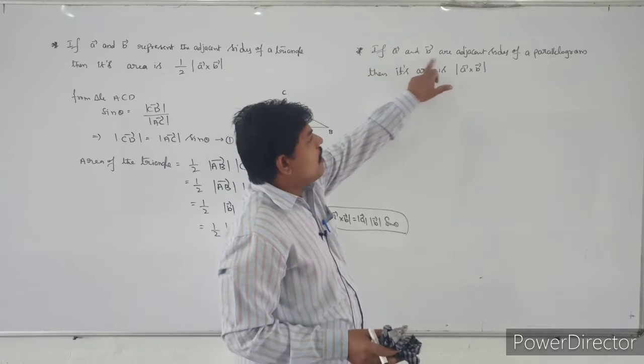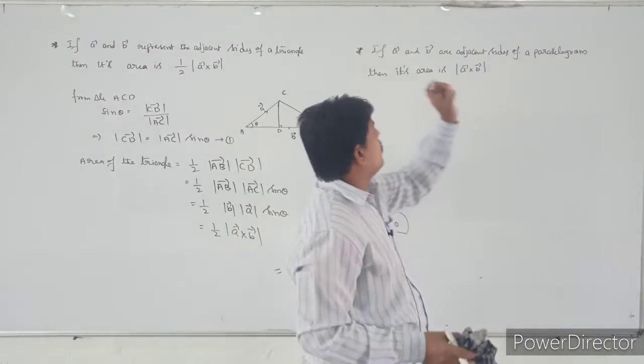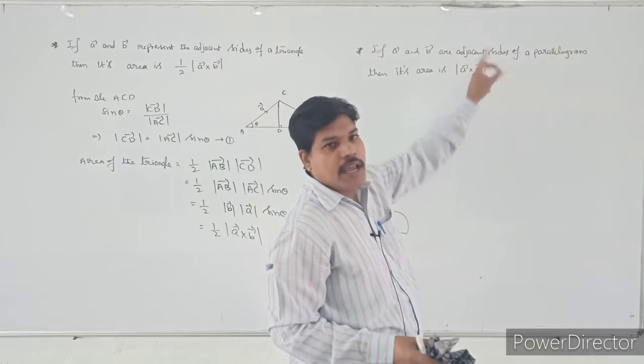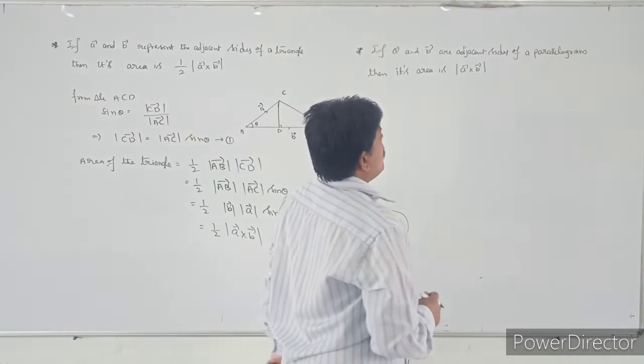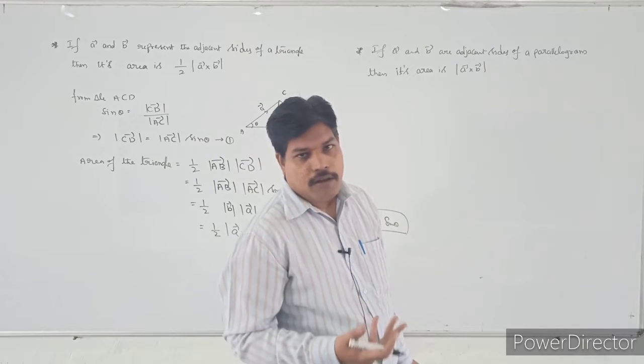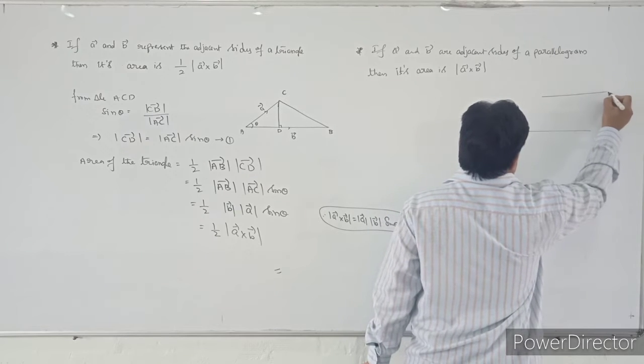If A bar and B bar are adjacent sides of a parallelogram, then its area is mod A bar cross B bar. So how do we calculate the area of the parallelogram? See here, students. First we will take a parallelogram here.